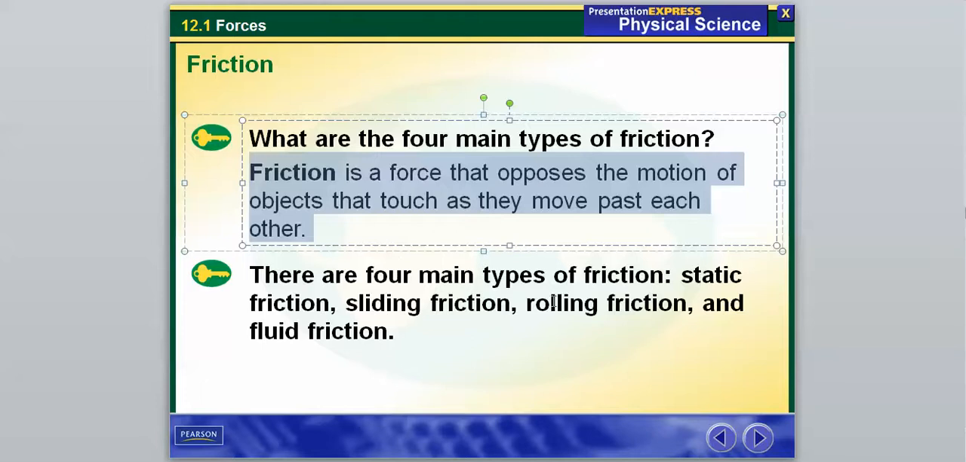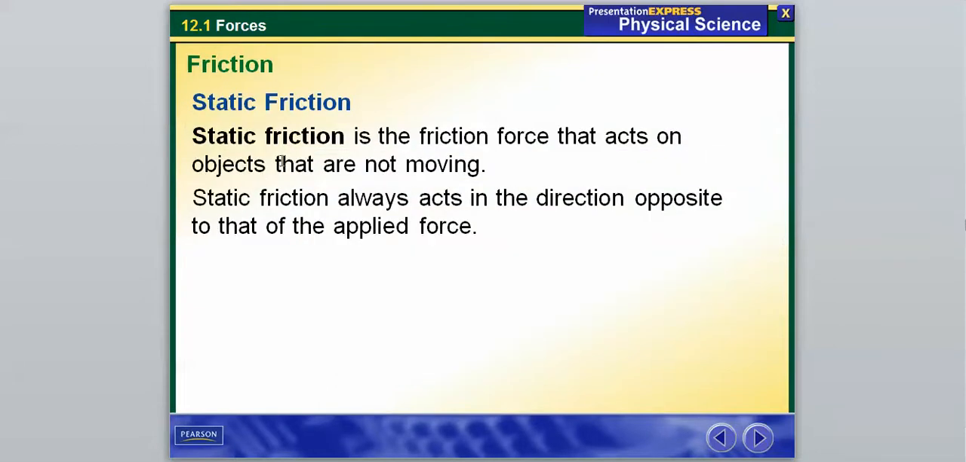And there's going to be 4 types of friction. There's static friction, sliding friction, rolling friction, and fluid friction. So our first type that we're going to take a look at is static friction, and it is the friction force that acts on objects that are not moving. So static friction will always act in the direction opposite to that of the applied force.